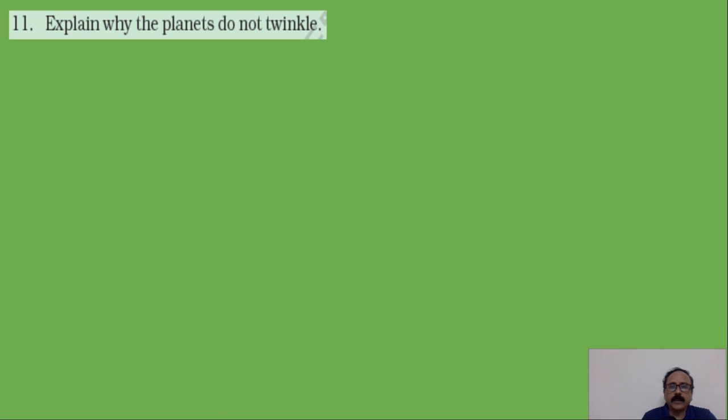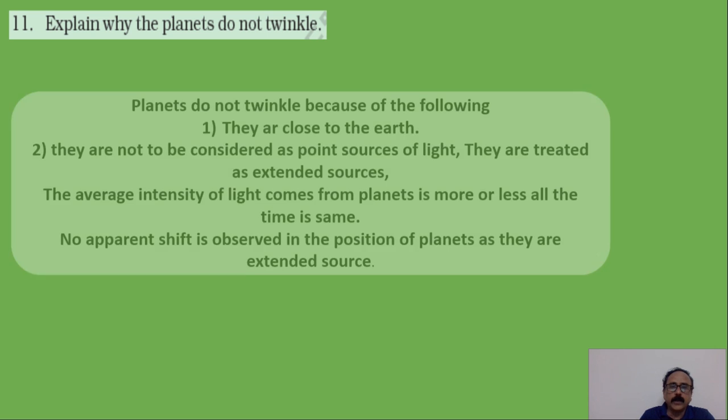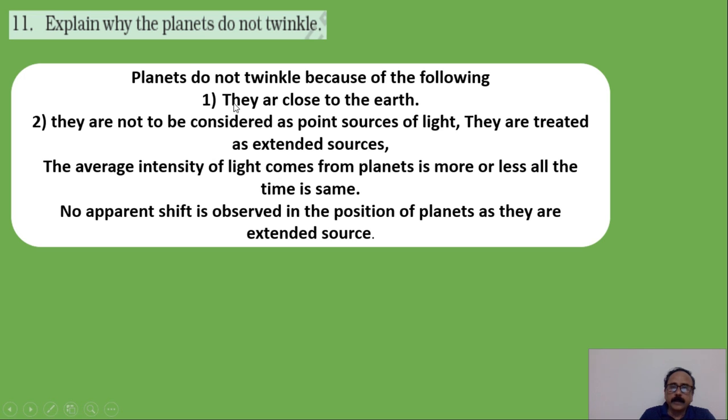Now explain why the planets do not twinkle. So when stars are twinkling, why not planets? The basic difference between the stars and the planets is that the planets are situated very close to the Earth, so they cannot be treated as point sources. In fact, they are treated as extended sources. So the first reason, they are close to the Earth. Second reason, they are not to be considered as point sources of light. They are treated as extended sources.